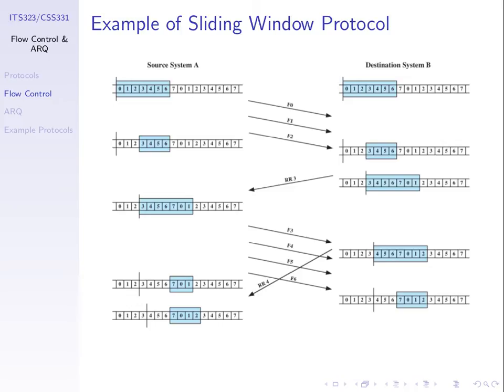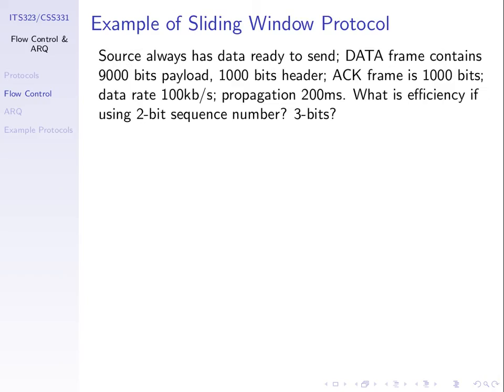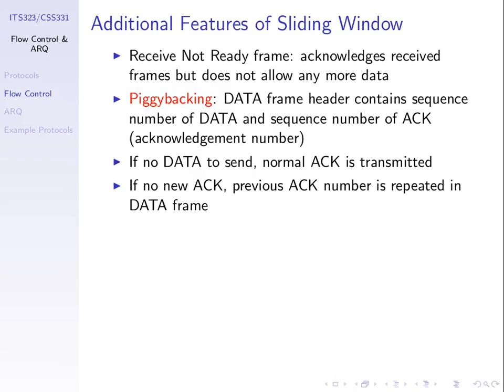Think of an acknowledgement as just header. A data frame is header plus payload. We can combine the two, create one frame with the payload and the header fields which serve the purpose of the header for the data plus the header for the ACK. So that saves on transmitting some bits across the link. So that concept of combining data in one direction with the ACK in that same direction is called piggybacking. We piggyback the data on top of the ACK, or the other way around, the ACK on top of the data.